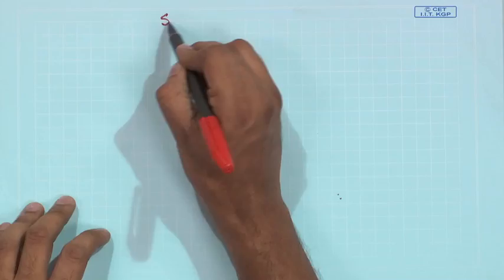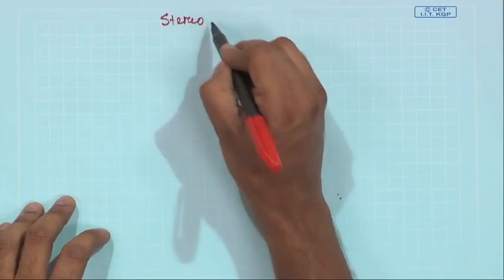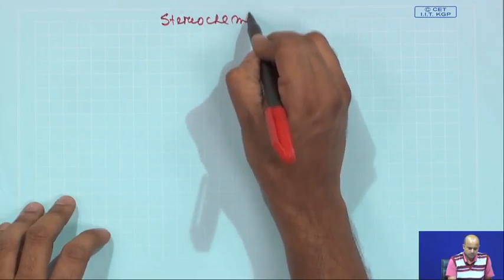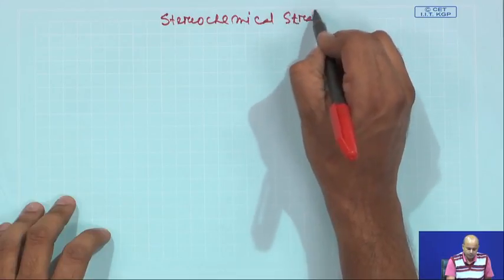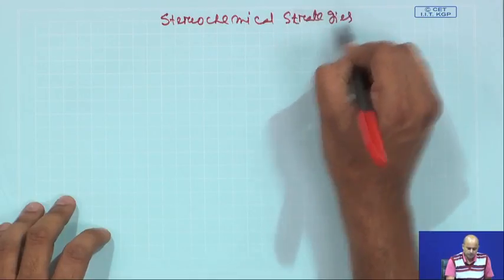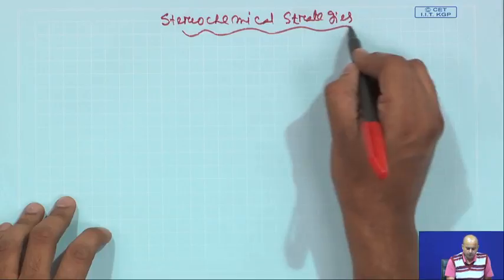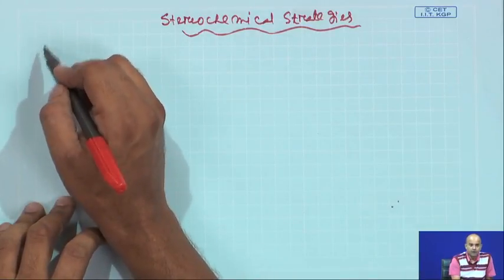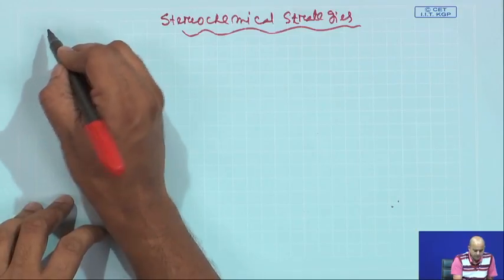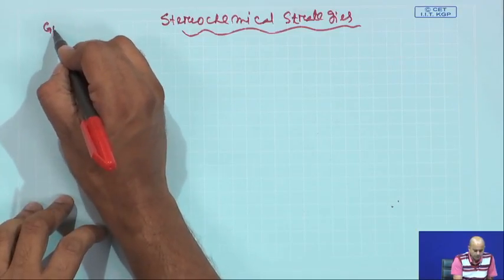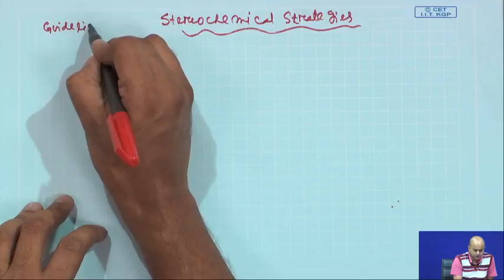So, welcome back students. As discussed in the last class, today we will be talking about stereochemical strategies, and this is our sixth or final guideline. The six guidelines or six different instructions which I have been telling you from the very beginning, our main guideline was basically to follow six different points.